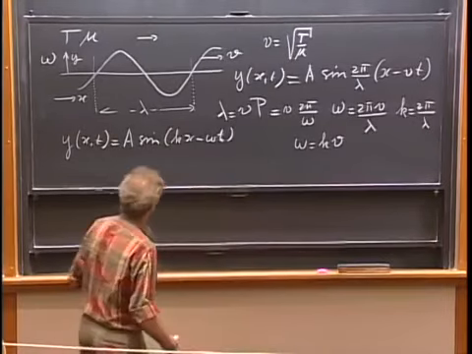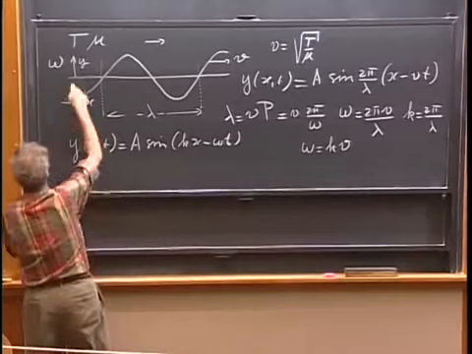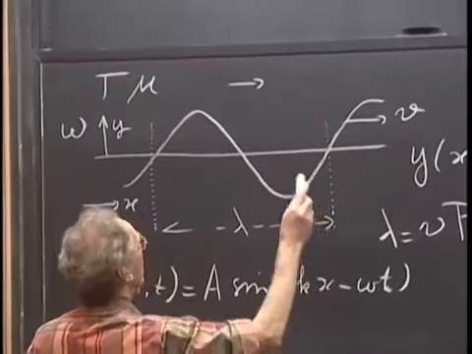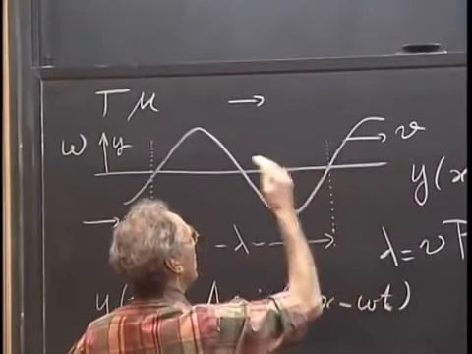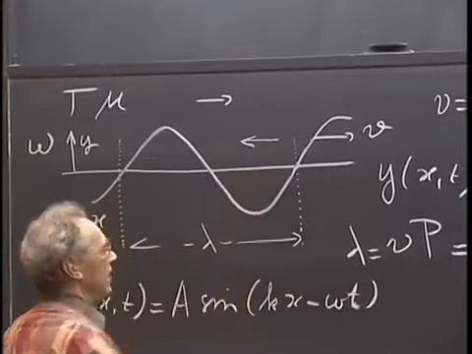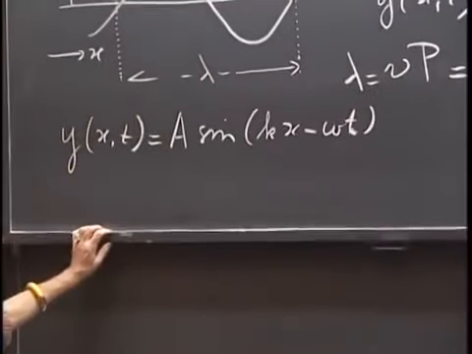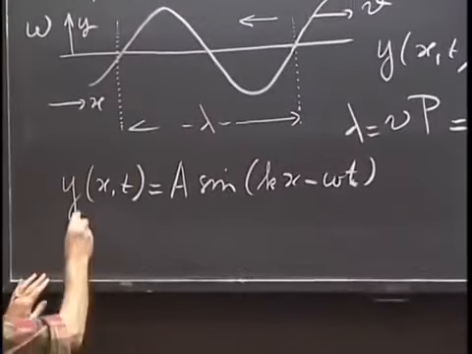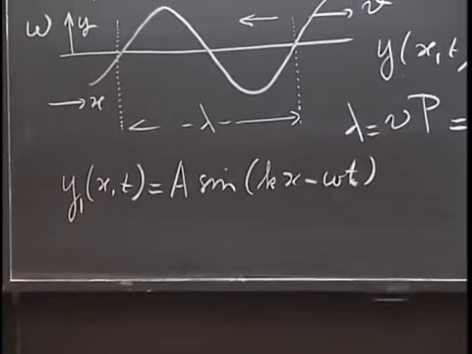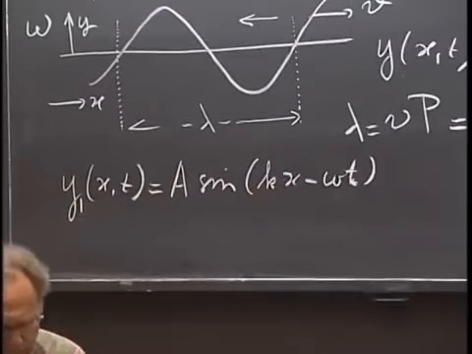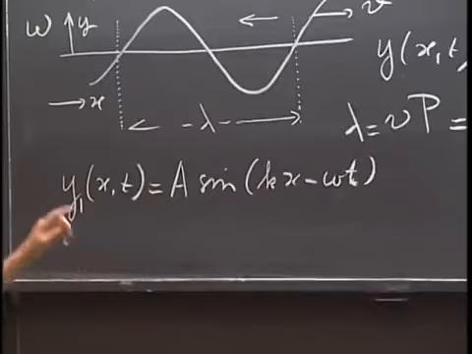Now I'm going to not only generate a wave on this side that moves in this direction, but I'm going to generate one that goes in this direction. And then I want to see what they do together. And so this is now the wave that goes in the positive x direction. I call that my positive direction.